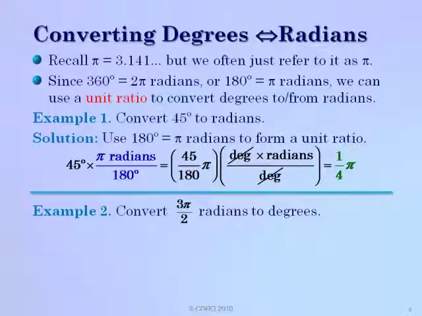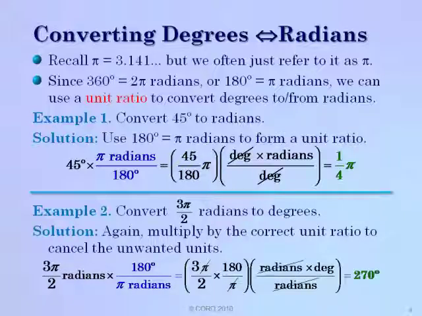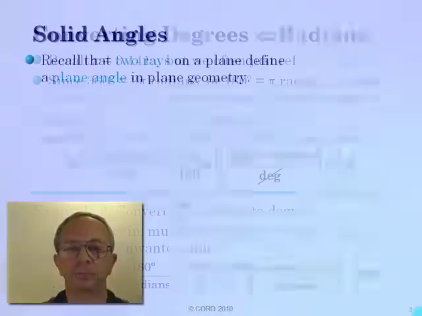Example 2 says, let's go the other way. Convert 3 pi over 2 radians, or 3/2 pi radians, to degrees. Again, we'll simply multiply by the correct unit ratio and cancel the unwanted units. In this case, you'll notice that we put the degrees on the top and the radians on the bottom because we want radians to cancel. And so we group the values together, and this time the pi's will cancel. We'll have 3 times 180 over 2 degrees, which is equal to 270 degrees.